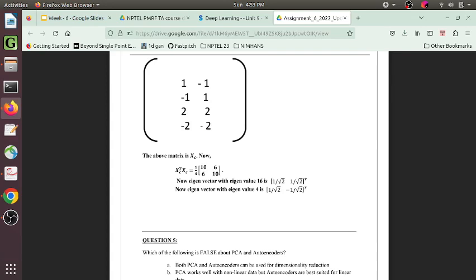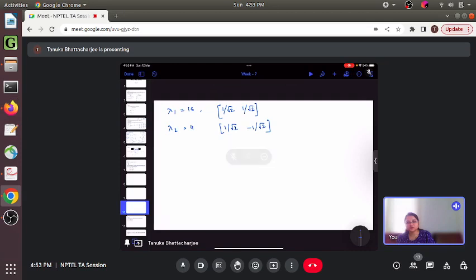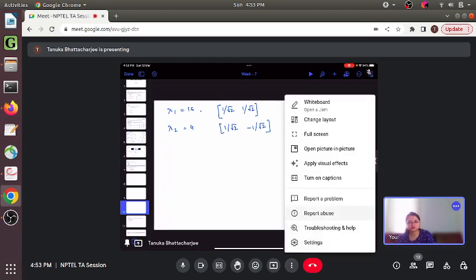Yes, and you can also try out the values. So for this it will be 1 by root 2, 1 by root 2, and for this it will be 1 by root 2, minus 1 by root 2. Yeah, so these should be the final values.